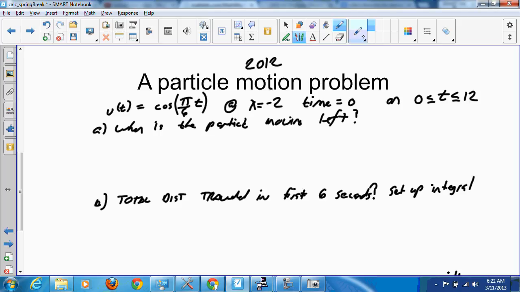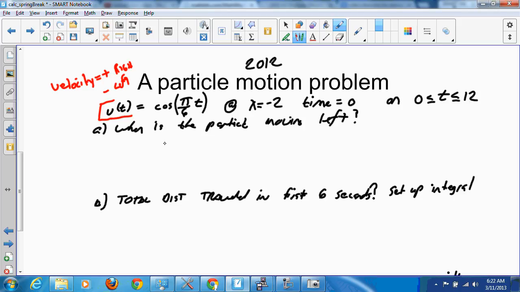So if you will recall, if velocity is positive, we usually say that the particle is moving towards the right, and if velocity is negative, it's moving to the left. So we need to look and see, when is the velocity negative? Now be careful here. You don't need to start taking the derivative or the integral in part A, because they've given us the velocity function.